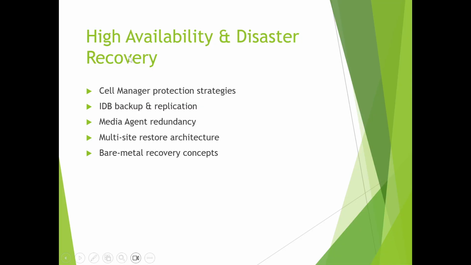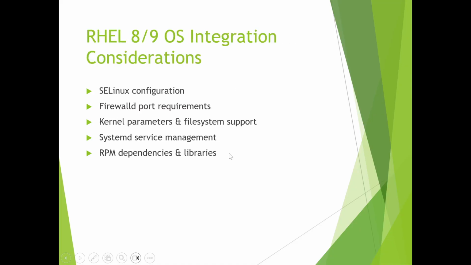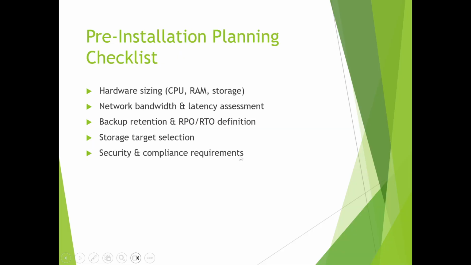Then there is the high availability and disaster recovery plan. It means we can use Cell Manager protection strategies like IDB backup and replication, media agent redundancy, multi-site restore architecture, and bare metal recovery. If you want to integrate with RHEL, some things we have to take into consideration are SELinux configuration, firewall port requirements, kernel parameters and file system support, system resource management, and RPM dependencies and libraries.